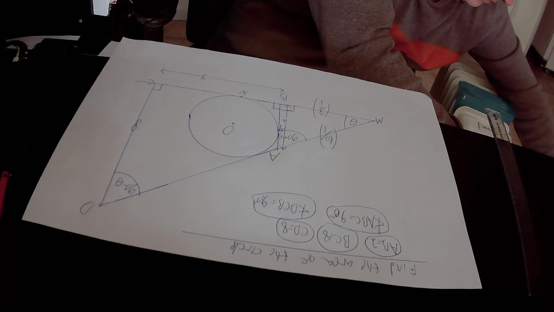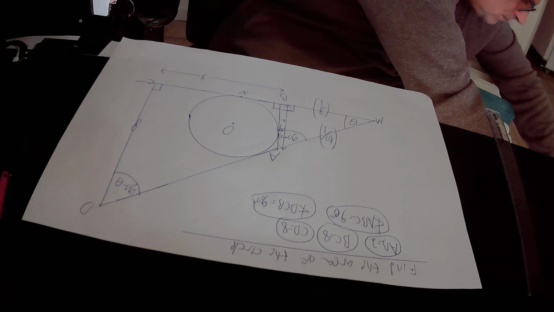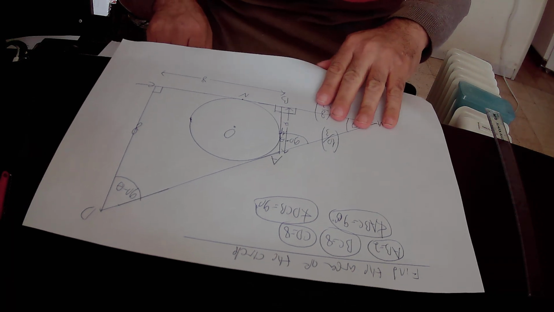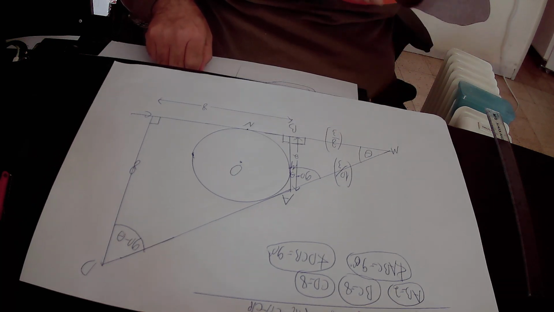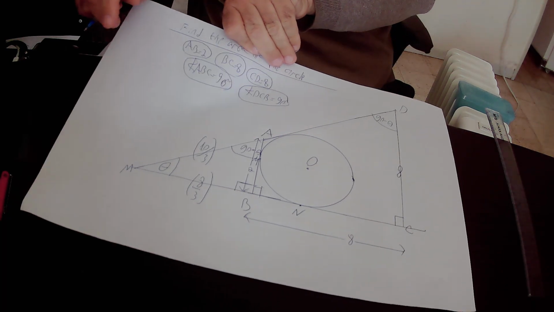Why? Because in our drawing, here, we join points O and M together by a straight line.